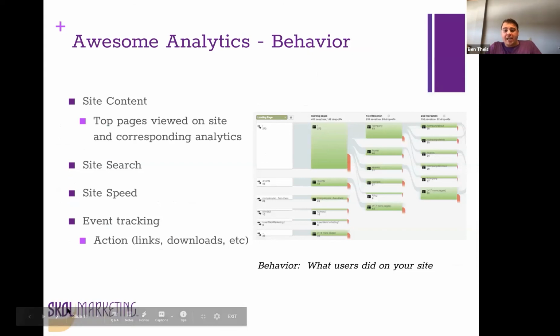So the next one is going to be behavior. Again, moving more and more to that qualitative type of data. This is going to show us what users did on our site. So we know essentially who they are and the numbers that are on there. We know where they came from. Now we're talking about what did they actually do on the site.